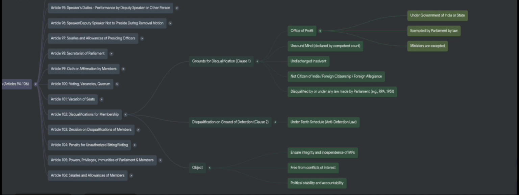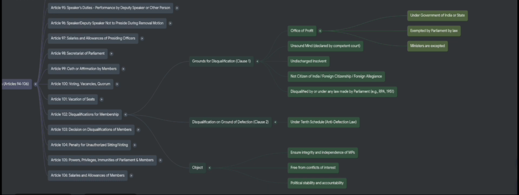Well, there are several straightforward ones. Being of unsound mind, provided it's declared by a competent court. Being an undischarged insolvent, essentially, someone who is bankrupt and hasn't settled their debts. And then there are grounds related to citizenship. If the person is not a citizen of India, or has voluntarily acquired the citizenship of a foreign state, or is under any acknowledgement of allegiance or adherence to a foreign state. These are pretty fundamental, ensuring mental capacity, financial responsibility, and undivided national allegiance, all seen as critical attributes for a lawmaker representing Indian citizens.